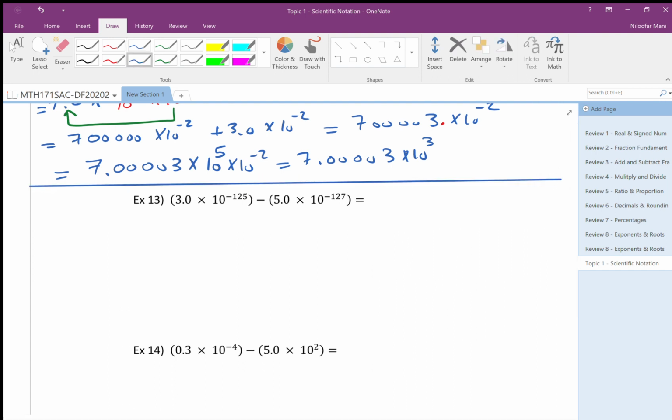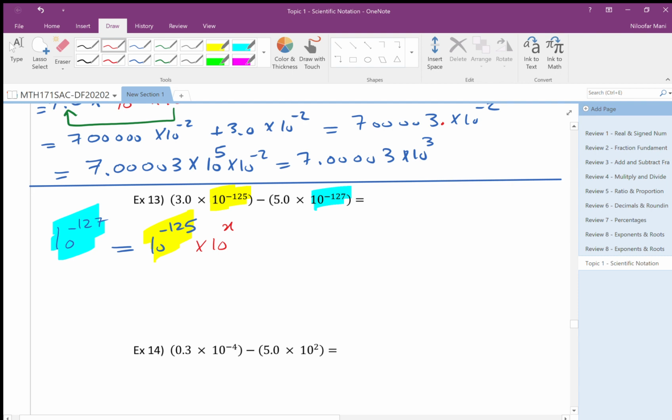Okay, the next example. I see 10 power minus 125, I see 10 power minus 127. This time I choose 10 power minus 127. Okay, so I change the color here maybe. I write 10^-127. I want to see this inside, which means I don't want to change -127. The result is still -127. I just express it another way, to have 10^-125 inside. Okay, times 10^ what?